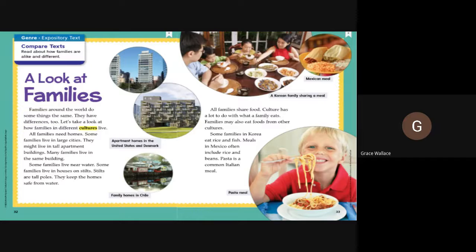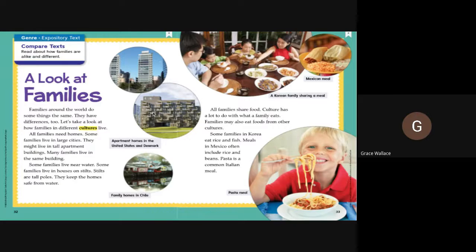So, a look at families. Families around the world do some things the same. They have differences too. Let's take a look at how families in different cultures live. All families need homes. Some families live in large cities. They might live in tall apartment buildings. Many families live in the same building. Some families live near water. Some families live in houses on stilts. Stilts are tall poles. They keep the home safe from water.